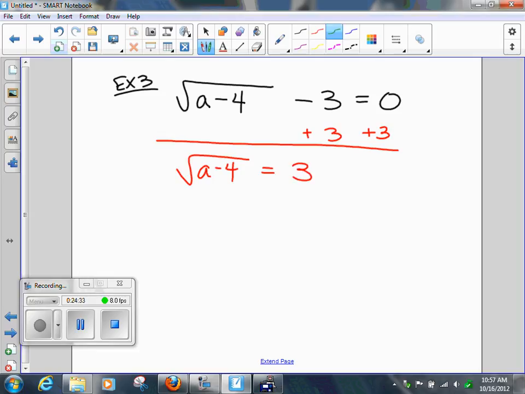How are you going to solve that? You're going to square both sides, aren't you? Because what you do to one side, you have to do the other. What's the square root of the quantity a minus 4 squared? A minus 4. When you square a radical, doesn't it just take away the radical? Guys, are y'all with me? What's 3 squared? 9. Can you solve that equation?